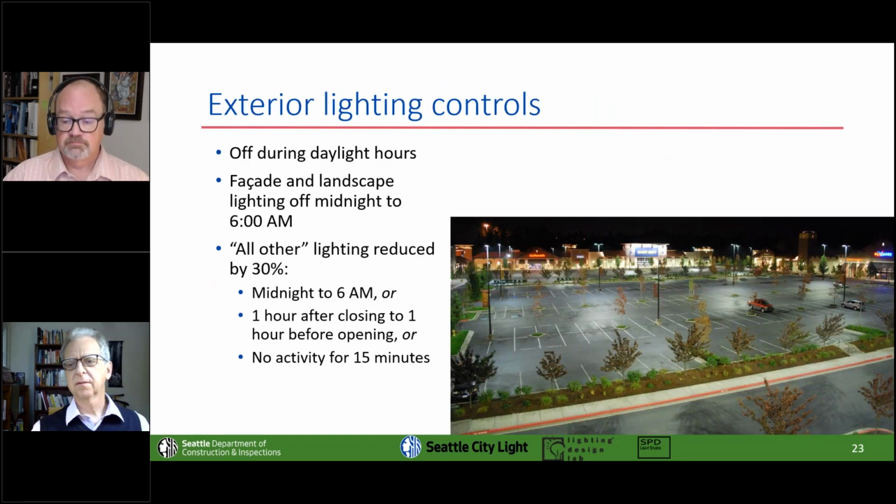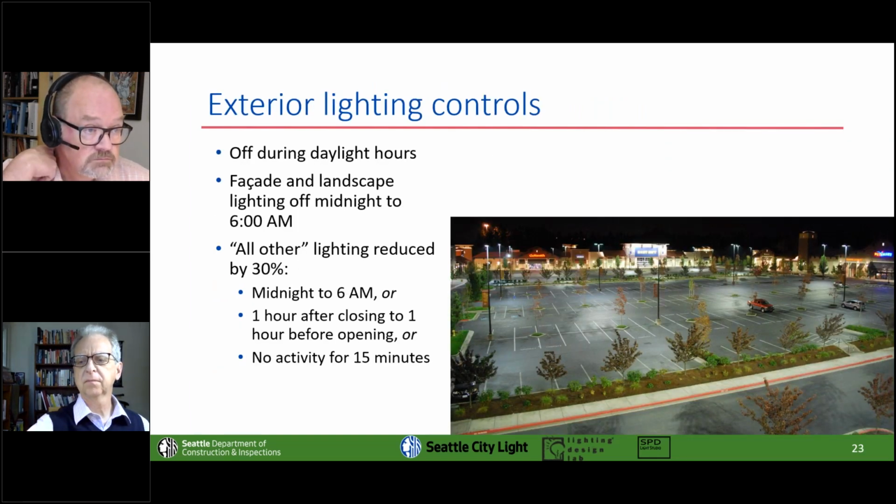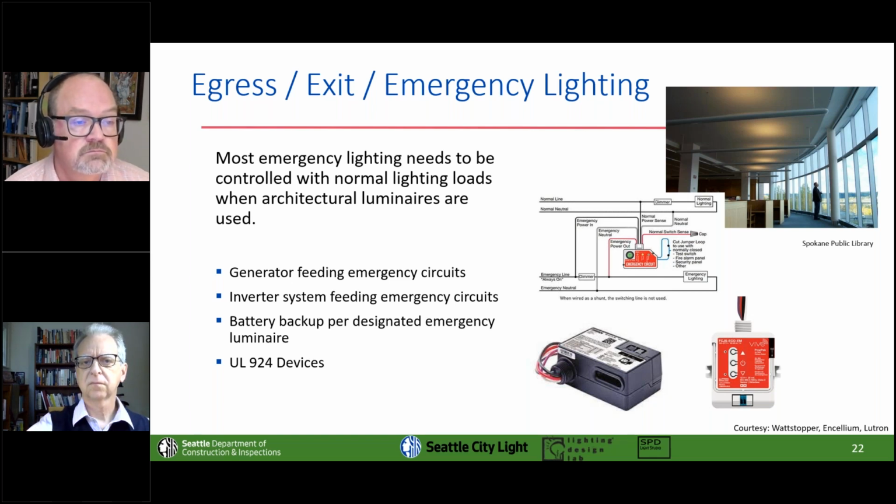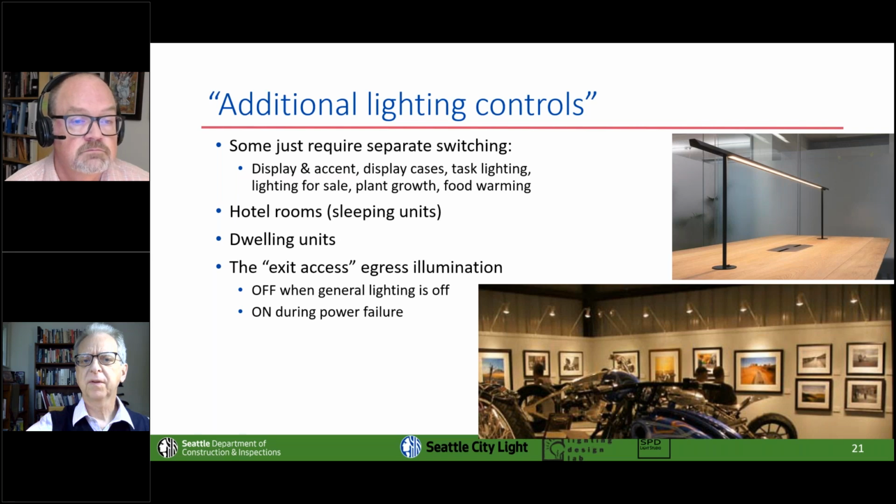Duane, back to you. Couple of questions real quick. One real quick one. Eric wanted to know if that exit access was the same as path of egress.